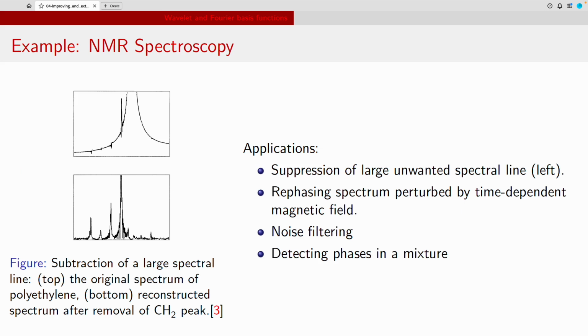For example, one thing people have used this for is NMR spectroscopy. What you want to do is suppress that very large unwanted spectral line on the left. In order to do that, you do a wavelet fitting to the data before filtering off the noise and then getting back the original signal without that spectral line.